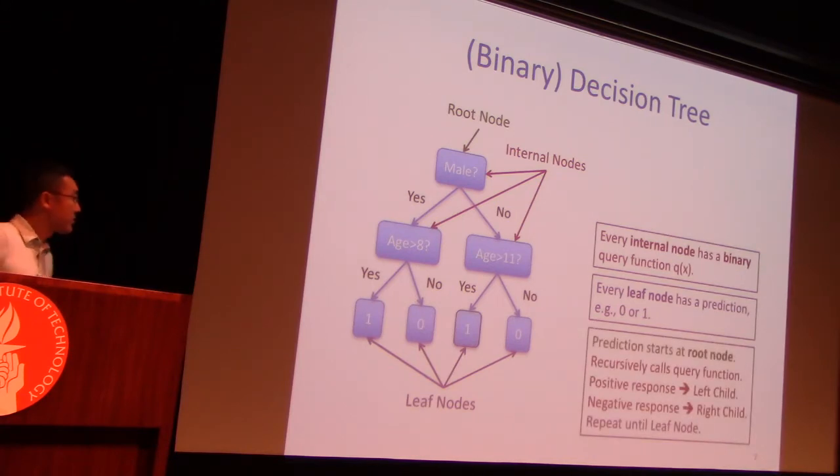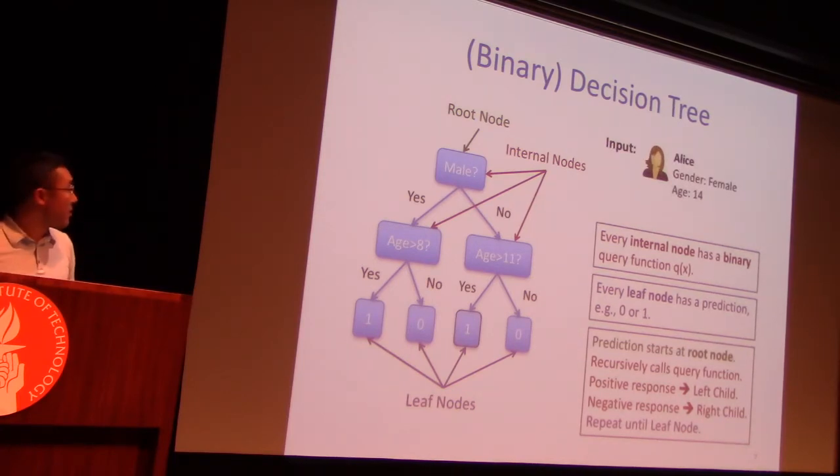Prediction starts at the root node, which recursively calls the query function at the internal node. Now remember, the root node is an internal node. With a positive response to the query, go down the left child. With a negative response to the query, go down the right child. You recurse this process until you hit the leaf node, in which case you return the prediction at that leaf node.